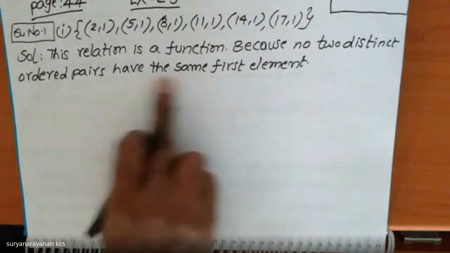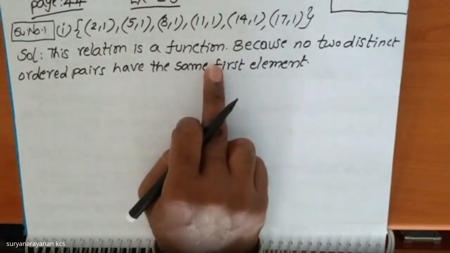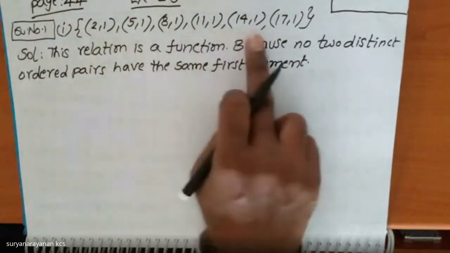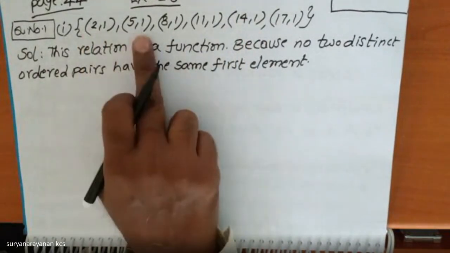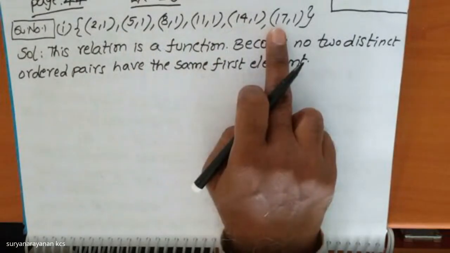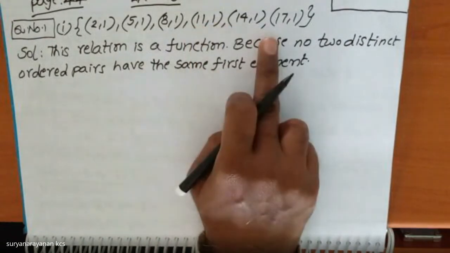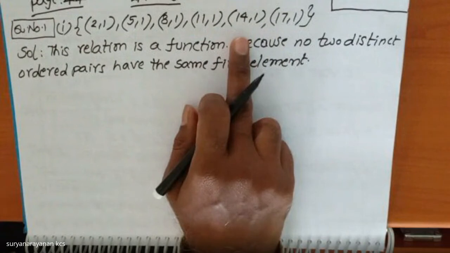Okay, my children, you have to remember this point also. Not only through an arrow diagram, you have to understand the function like this also. If a relation is given as a set of ordered pairs, then you have to observe the first elements of these ordered pairs. If any first element is repeated, then we say that relation is not a function.